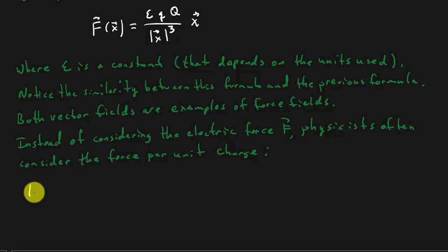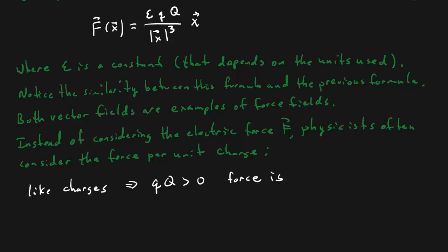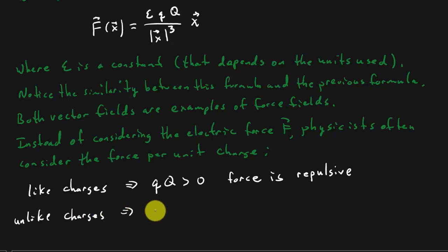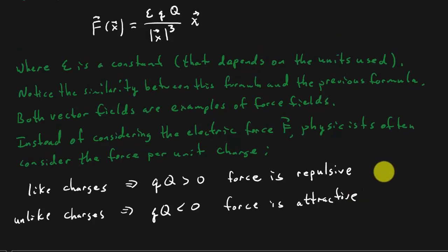before we do that, I want to show you that like charges imply that little q times big Q is positive. In other words, like charges, if you multiply them, have the same sign. That would mean the force is repulsive, and unlike charges, that means little q times big Q would be less than zero, and that would be force is attractive.